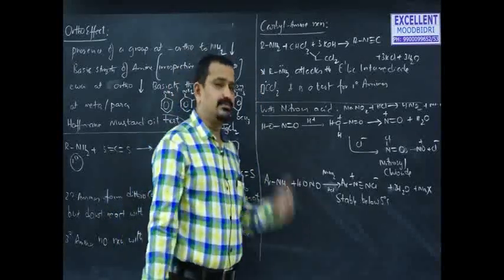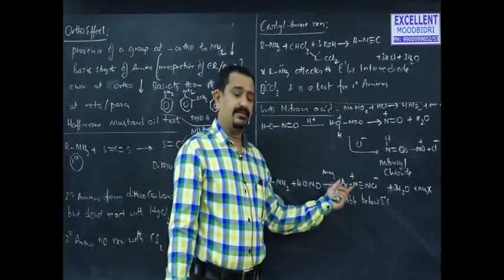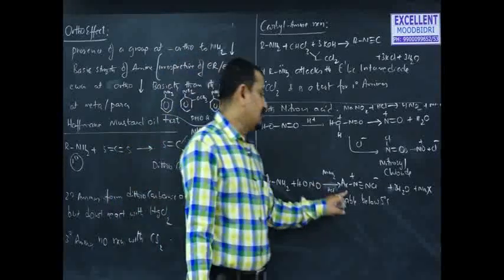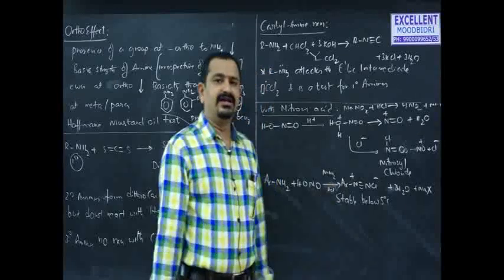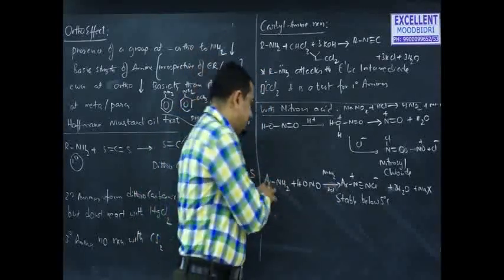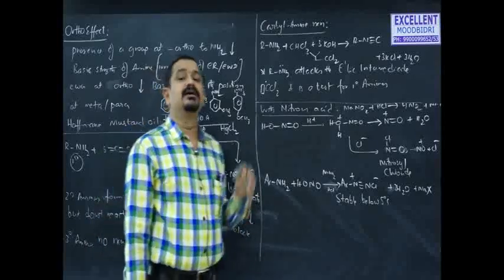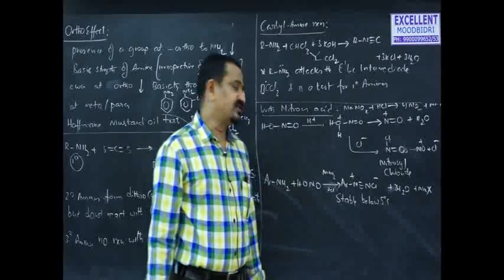Even aliphatic amines will form such diazonium salts, but they are unstable, they decompose readily, whereas the aromatic benzene diazonium chloride is stable below 5 degrees Celsius. I am repeating, the similar reaction is also shown by aliphatic amines, but they give unstable diazonium salts which decompose with the liberation of N2 gas.